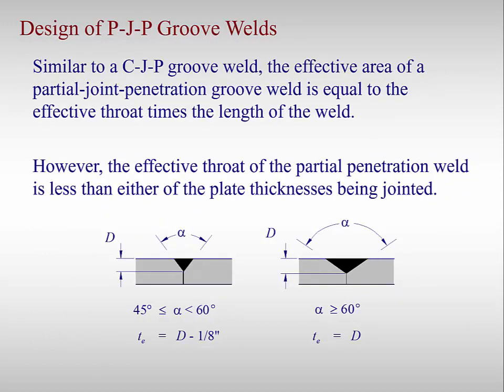For partial joint penetration groove welds, the effective area of the weld is the effective throat times the length of the weld. The effective throat is a function of the total angle of the groove weld. If the angle is less than 60 degrees, the electrode will arc above the root and not penetrate the full depth of the groove. The effective throat is reduced by 1/8 of an inch. Note that the angle cannot be less than 45 degrees. If it is, the groove is too narrow to make the proper groove weld.